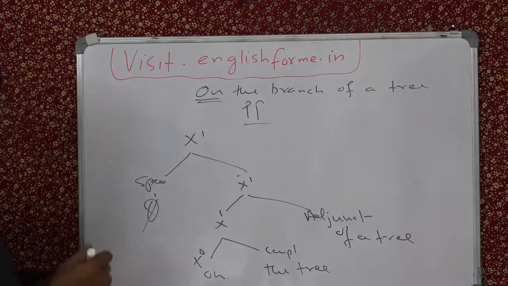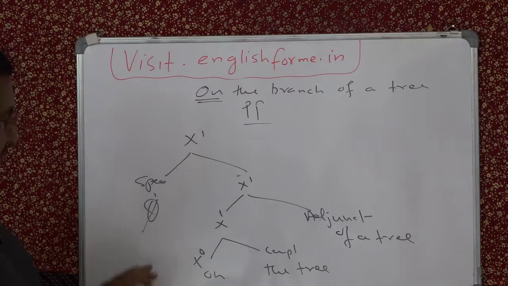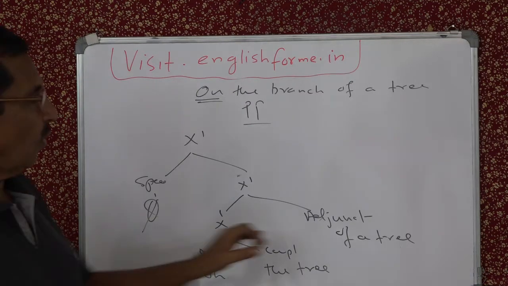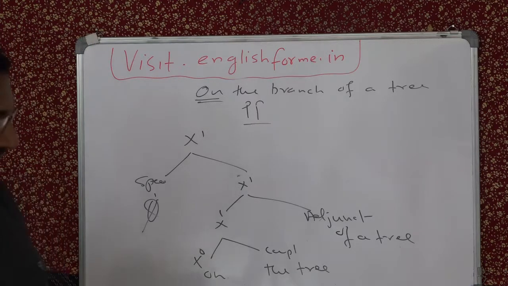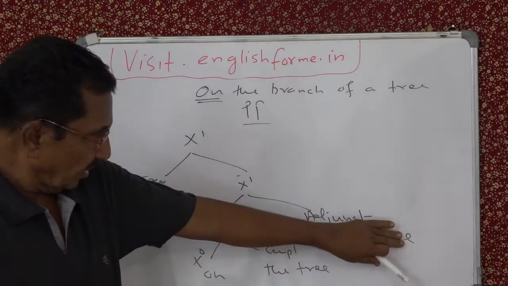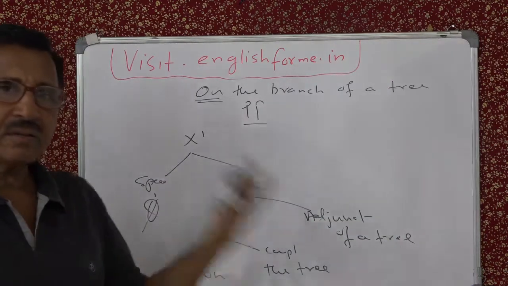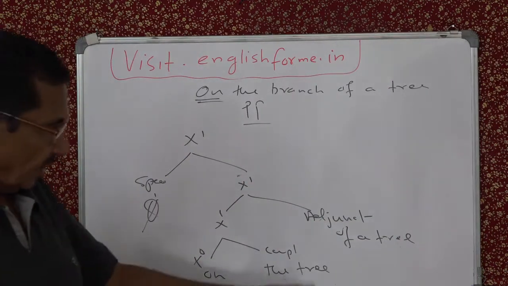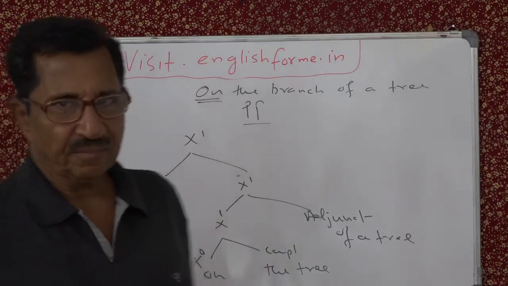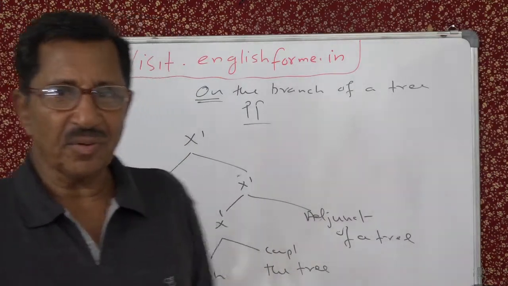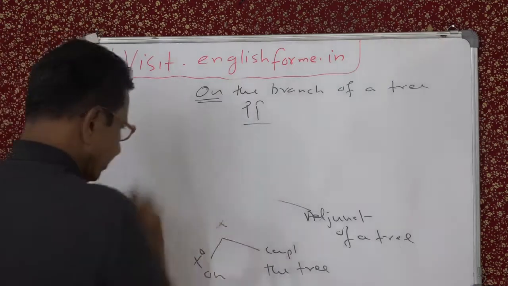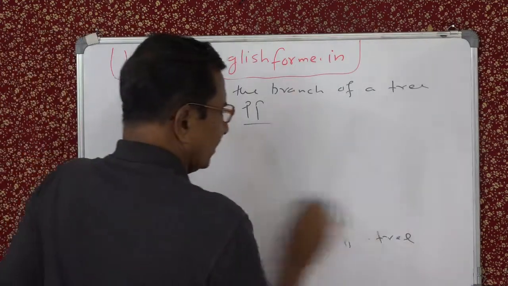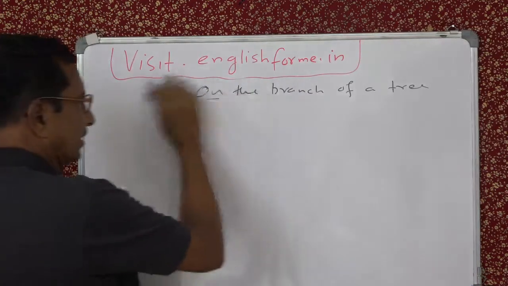So if you say on the tree, it's alright. But if you say on of a tree, can you say? You cannot say. On of a tree. But suppose you drop this, still the phrase is meaning. If you drop the complement, which is a must, then there will be no meaning. Understand? Now let us see whether you can apply this to Hindi. That is the thing now.